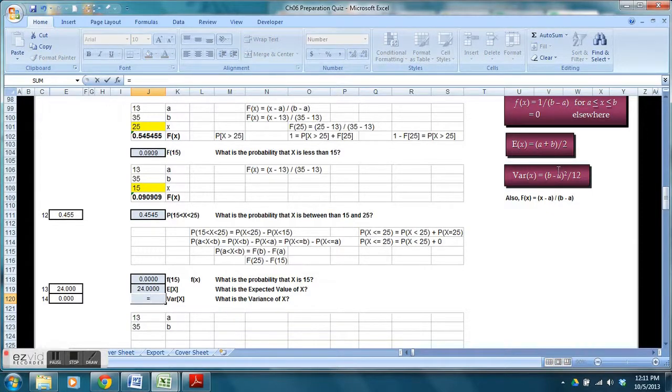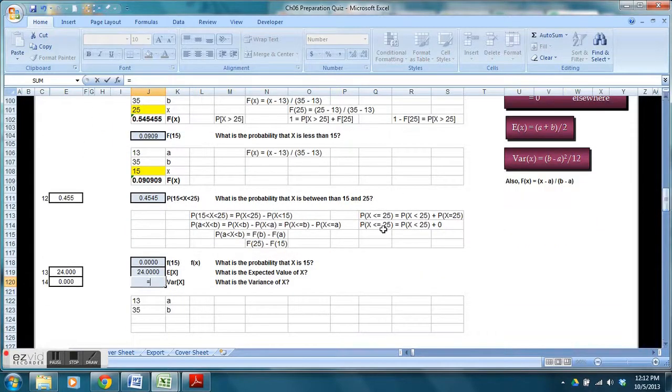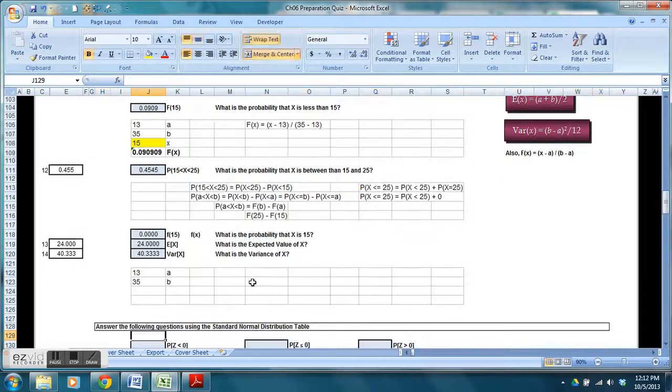Variance of x. Same thing right here. It's a property. This formula is distinct. It's unique only to the continuous uniform distribution. So it is going to be equal to b minus a, square it, divide by 12. And you gotta be careful with order of operations. If you want, you can put parentheses around here. You technically don't have to. Same answer.